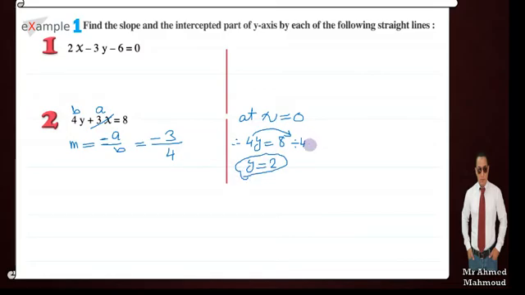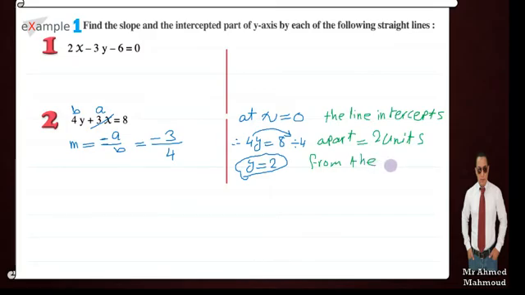Then I'm going to describe the line: the line intercepts a positive part equal to 2 units from the positive part of the y-axis.